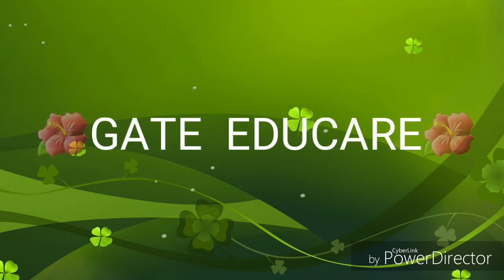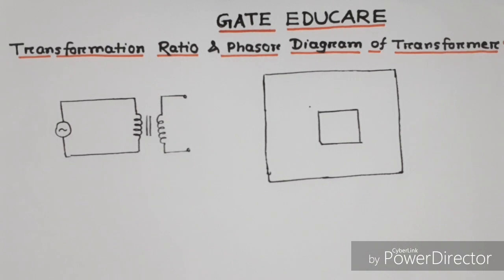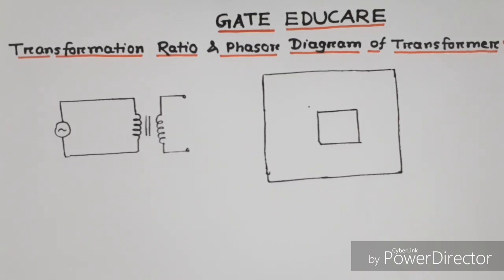Welcome to EDUCARE. In this video, I'll explain the turns ratio, voltage ratio, and current ratio of a transformer. Generally, we become confused about the current ratio. Then, what is the exact current ratio and what is the approximate current ratio will be explained very clearly in this video, and we will also discuss the phasor diagram of the transformer.